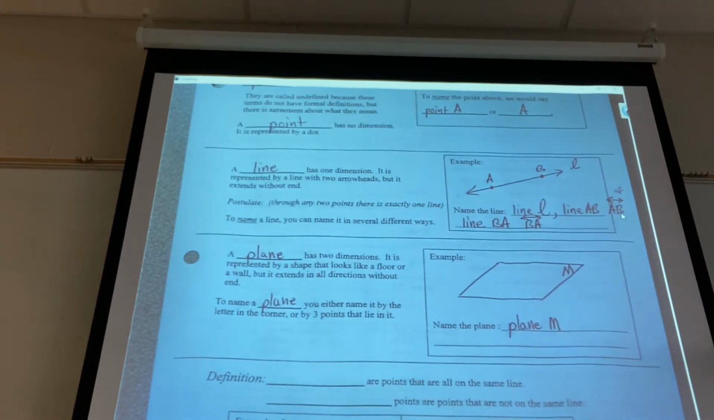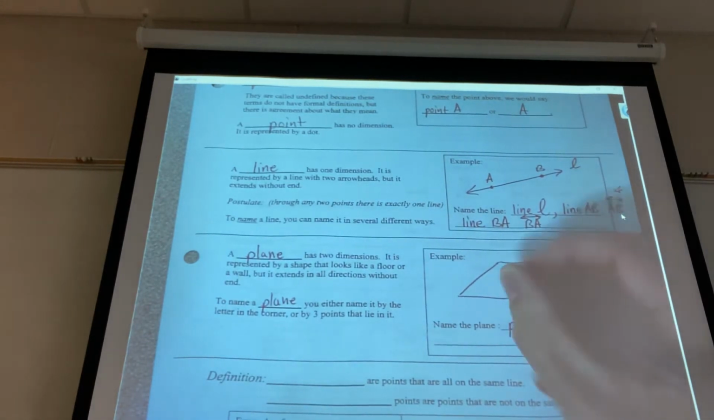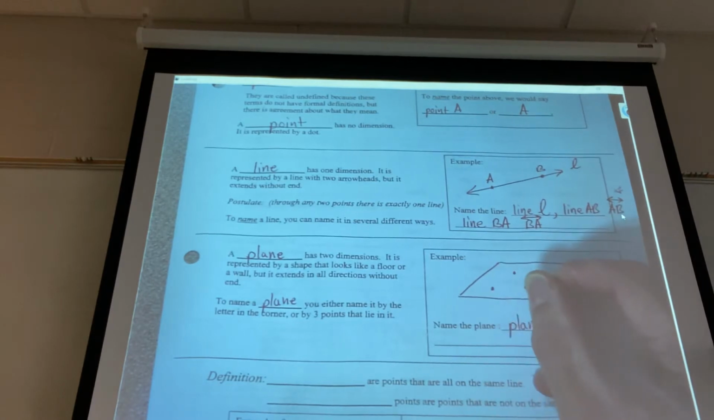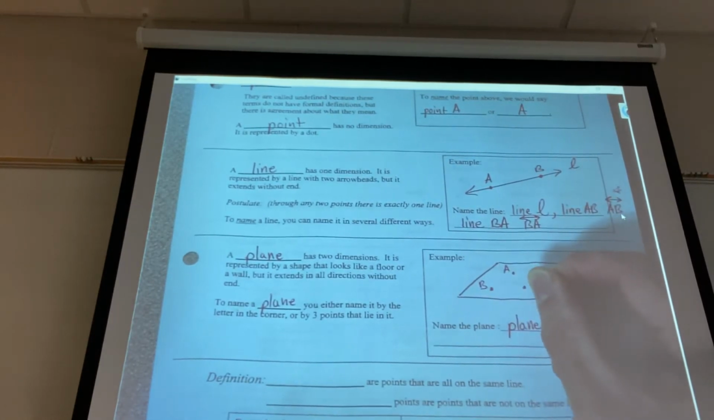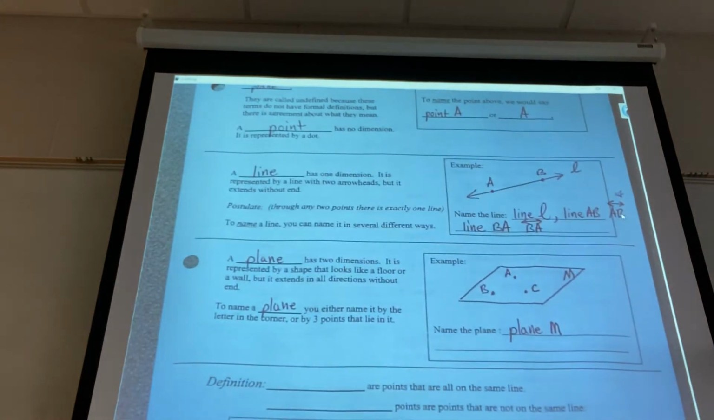But what's interesting is if you have some points in a plane, we'll say B, A, and C. 2 points determine what kind of shape? A line. So to name a plane, if we're going to use points to name it, we've got to use how many?